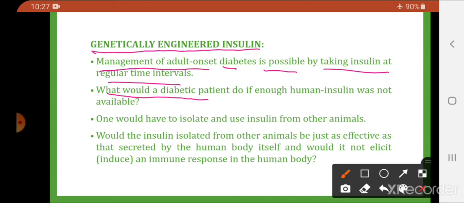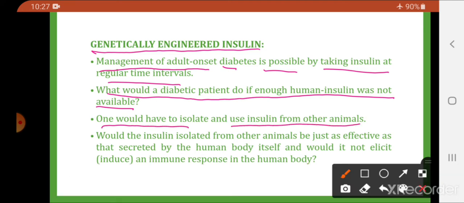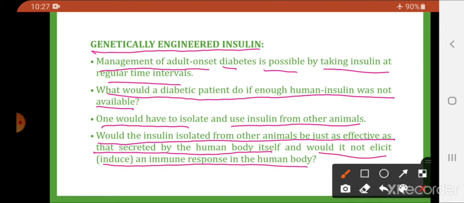What would a diabetic patient do if human insulin was not available? What would have happened? One would have to isolate and use the insulin from other animals. Would the insulin isolated from other animals be just as effective as that secreted by the human body itself? And would it not elicit an immune response in the body?